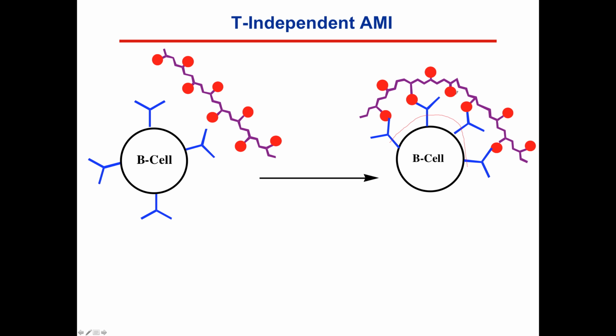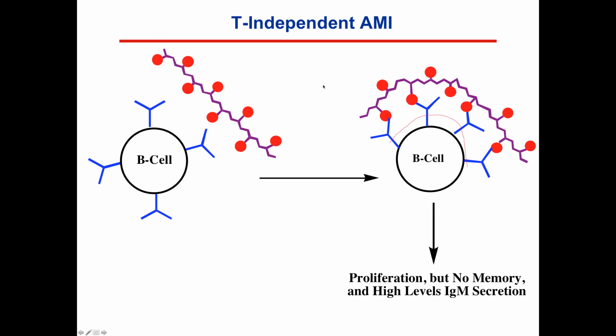They all bind, right? Each one of these antibody binding sites can bind the same antigenic determinant, so when this binds, it can oligomerize the antibody. This will lead to some proliferation of these B cells and production of high levels of IgM secretion, so you'll get some IgM secreted out of this.